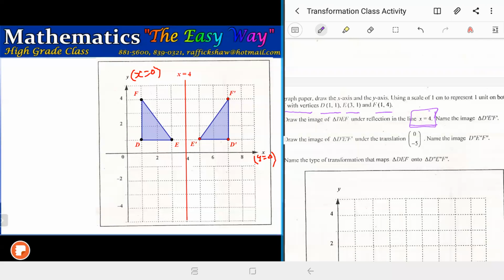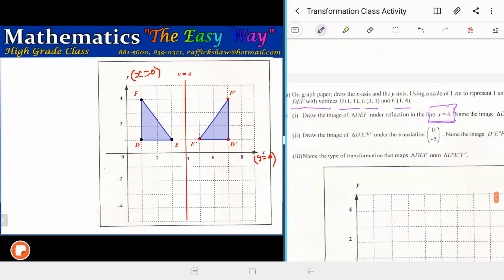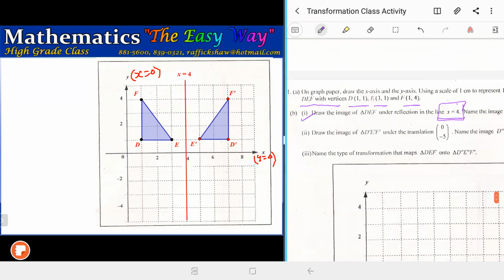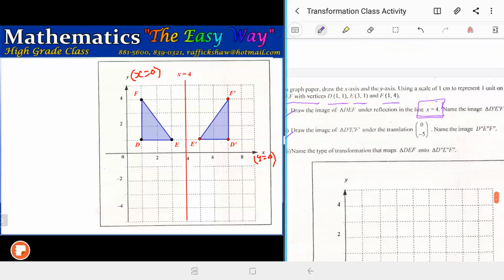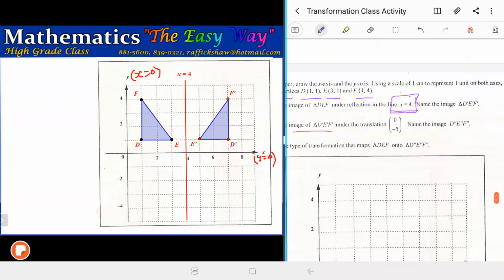All right. So that is the image triangle in a reflection in the line x equals 4. So basically finish this part of it, part 1. Part 2 now. Part 2 says now draw the image of the prime triangle. So drawing the image of the prime triangle under translation 0, -5.